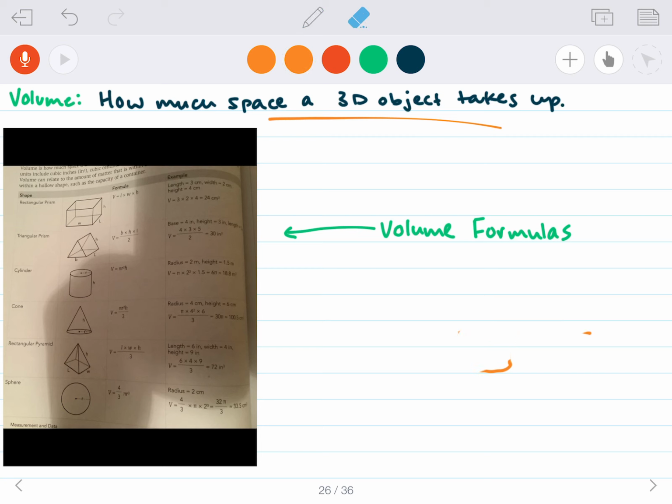So these are all of the volume formulas that you need to know for the T's. Memorize all of these. Make sure you know them well. Then there's some examples right here, but we're about to do some more examples. So let's do that.